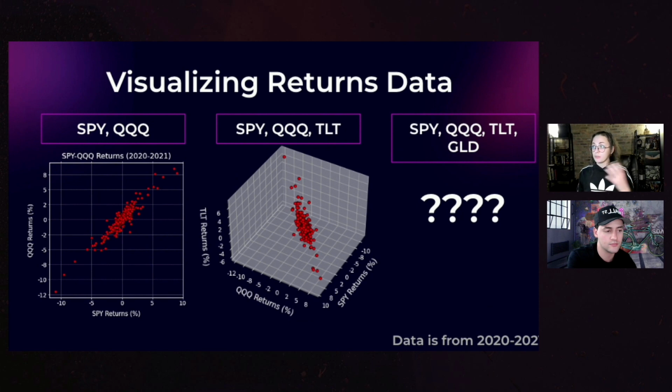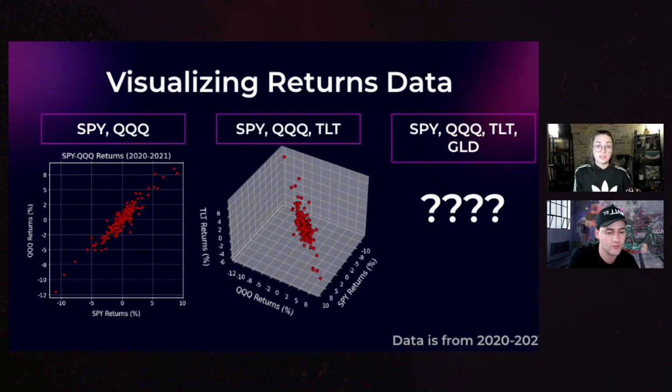Here I have a plot of SPY returns versus QQQ returns from 2020 to 2021. We can see this nice linear relationship. When one goes down, the other tends to go down. When one goes up, the other tends to go up. It's a very clear, easy-to-understand relationship that tells you what we can expect if we have volatility in the future, with these two assets in our portfolio. When we have two elements, it's fairly easy.